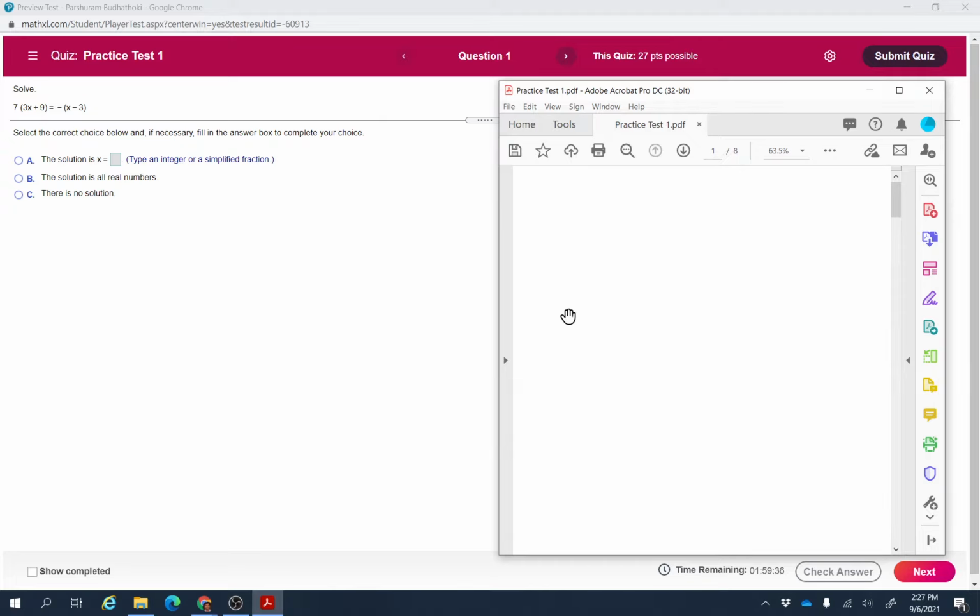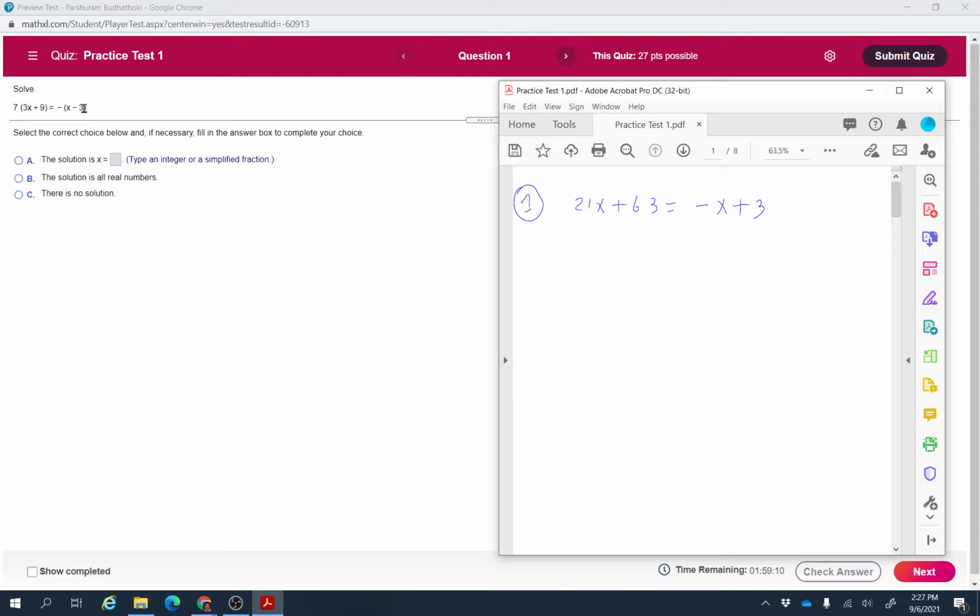So first of all, we have to distribute this 7. We can write it down. Let's say this is problem 1. After distributing 7, it's going to give me 21x plus 63. The left side, x positive on the right side. Also, this is negative.